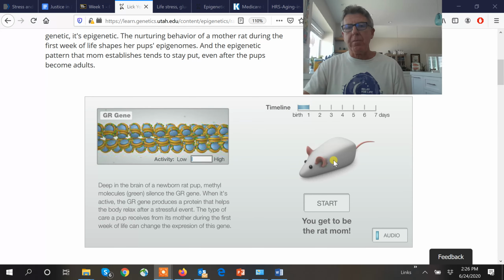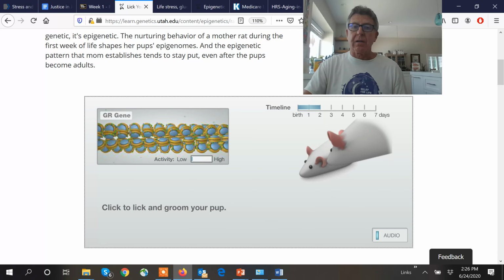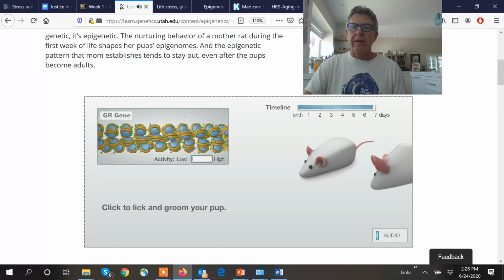So I'm going to become the mom. Let's see how many times I lick my pup over its first 7 days. So, are you a nurturing mom or not a nurturing mom? I'm going to hit start. All right. I'm going to lick once. There we go. Twice. All right. That's all I'm doing.